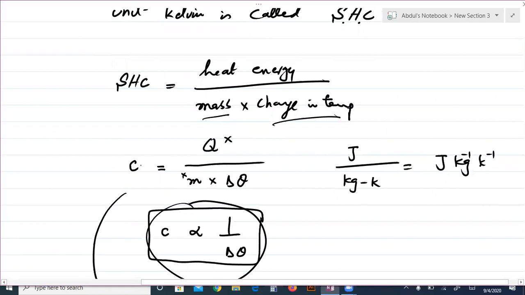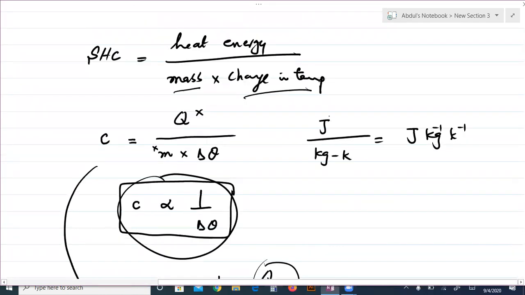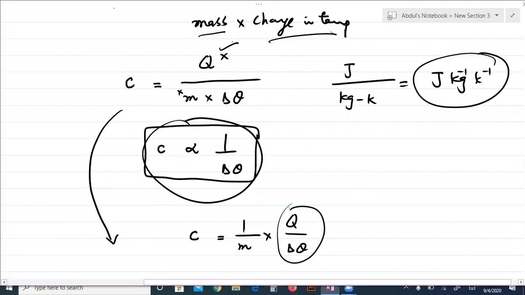So specific heat capacity, small c, heat energy Q, mass m, change of temperature delta theta. So joules for the energy, m in kilograms, delta theta in Kelvin. So joule per kg per Kelvin is the unit for specific heat capacity. Now, if this heat energy is constant and mass is constant, then specific heat capacity is also inversely proportional to the change of temperature. It's similar to heat capacity.